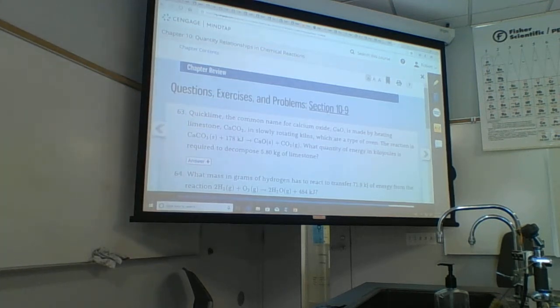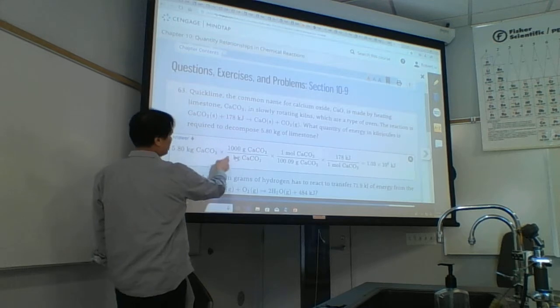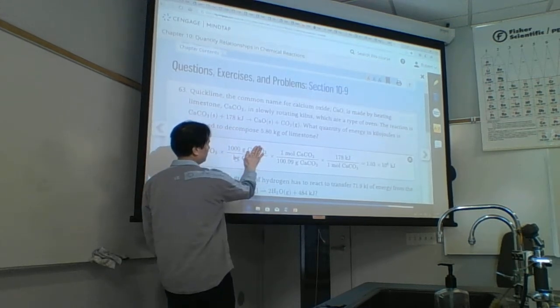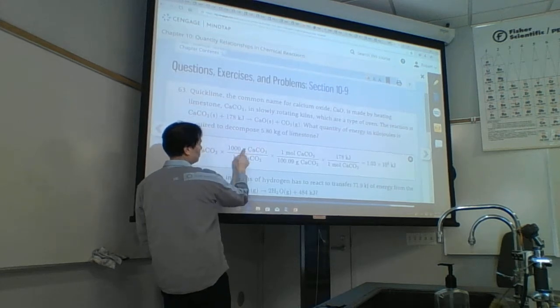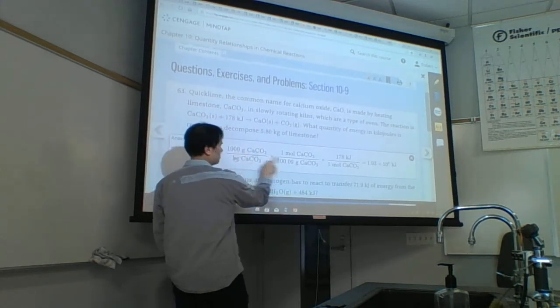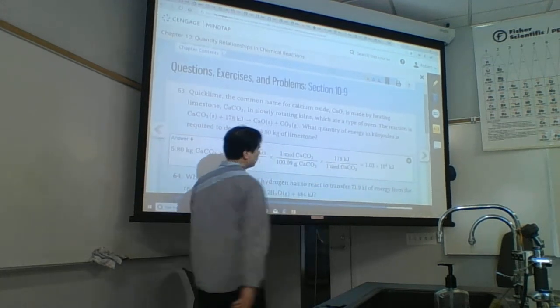But here, just take a look at the stoichiometry of this. I do this. I go from kilograms to grams to moles. Actually, they're doing the same thing, but we don't need calcium carbonate. This kilogram to gram conversion works for anything. So kilograms to grams, grams to moles, moles to kilojoules, using the delta H here.